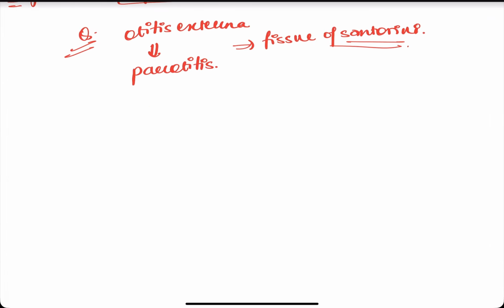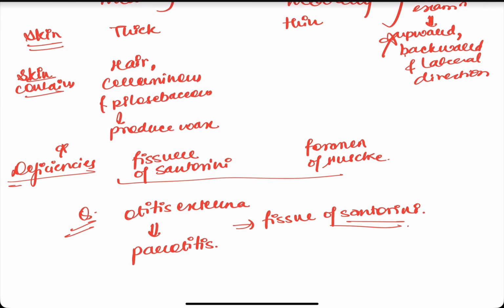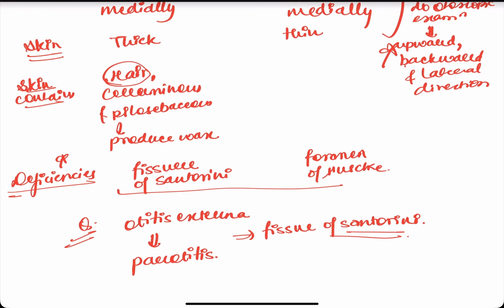Now the next question is that furuncles need the presence of hair, so furuncles will be present in the cartilaginous part of the external auditory canal. Next are the ceruminous glands. These ceruminous glands are modified apocrine glands.